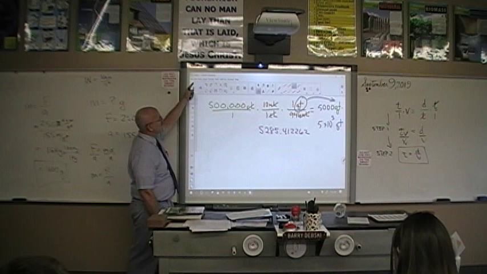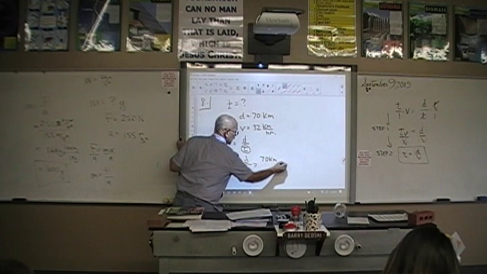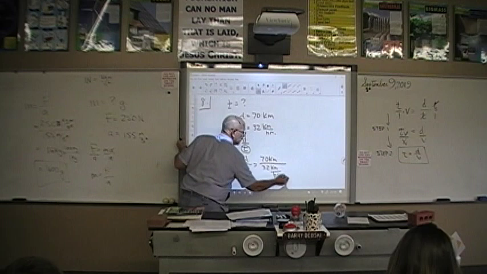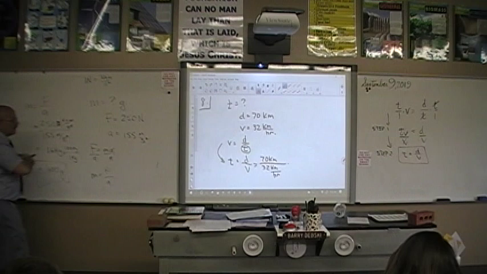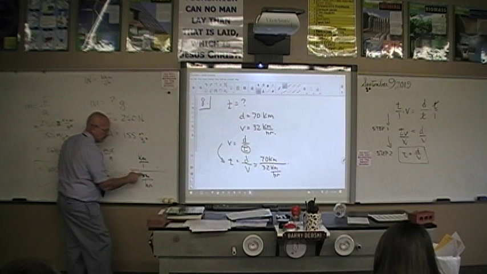So, let's go ahead and substitute the numbers in here. 70 kilometers divided by 32 kilometers per hour. Now, again, this is kilometers divided by kilometers per hour. If I look at these units, I can think of it as kilometers over 1 divided by kilometers per hour. The kilometers are going to cancel out, and then this hour is going to move up here.